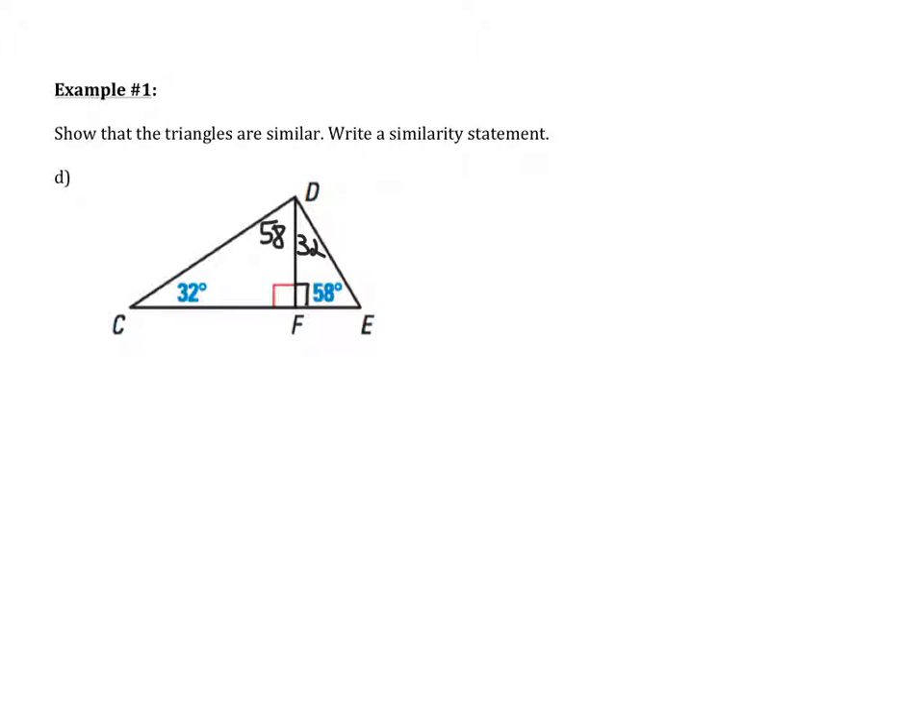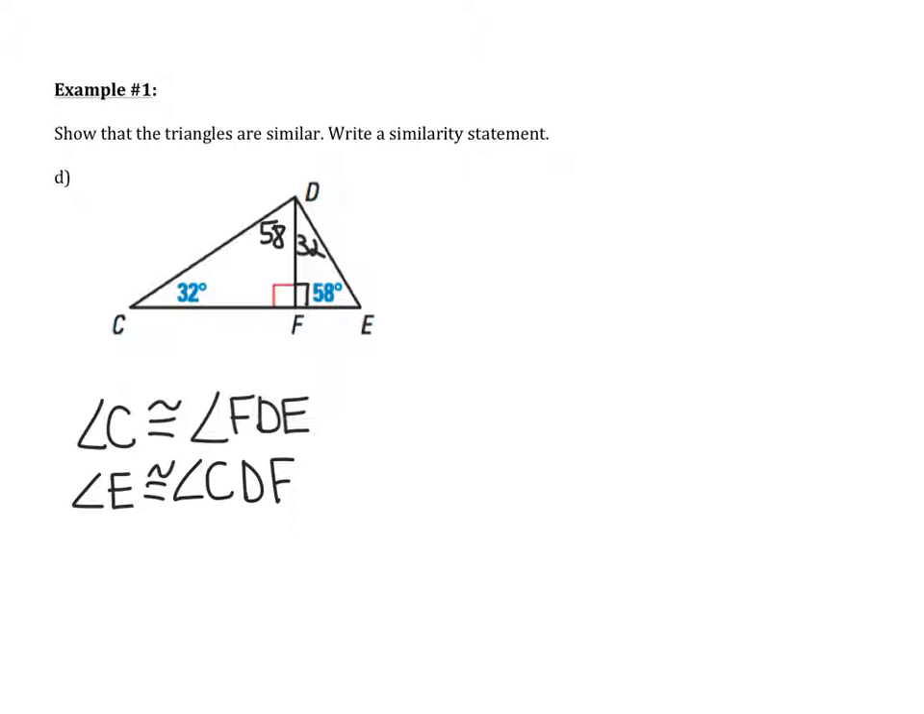So we can state that angle C is congruent to angle, it would actually be FDE because there's more than one angle D up there. And then we can also show that angle E is congruent to angle, and again, I'm going to have to call it with three letters because there's more than one angle D up there. So it would be angle CDF. And that gives me my two pairs that I need.